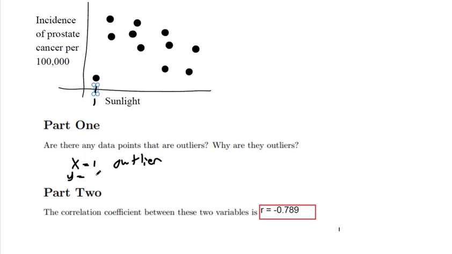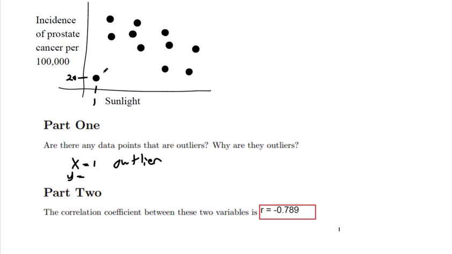And you don't have to say x equals 1 either. You could say what the x value is. Like for mine, I just said sunlight because I'm not sure how they measure sunlight, but you could say 1 amps of sunlight. And then y would be, if this is 20 on the x-axis, then at 1 for a value of sunlight, we have about 20 incidences of prostate cancer per 100,000 people.